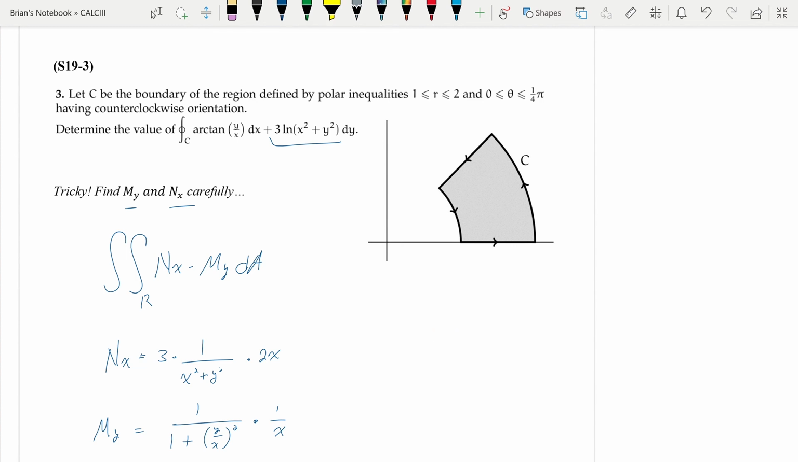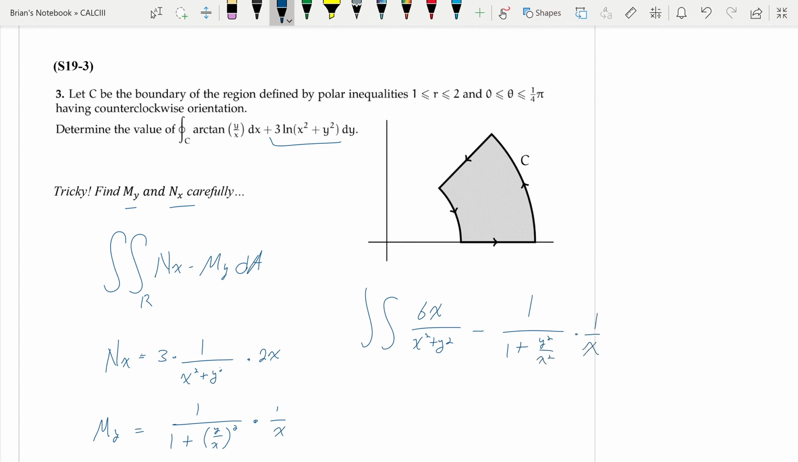All right, cool. Okay, so now we'll have the integral of Nx minus My dA. And if we rewrite that, the Nx is first, and I'll combine it with that 2x on the other side. So it'll be 3 times 2, which is 6x, over x squared plus y squared, minus My, which is 1 over 1 plus y squared over x squared, times 1 over x.